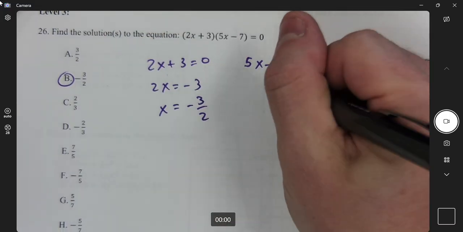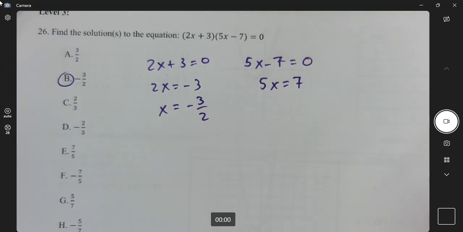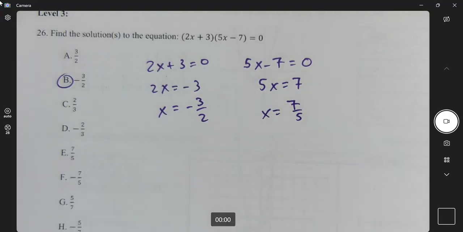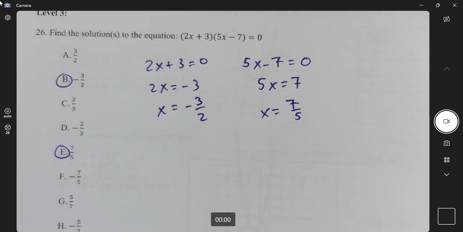Add 7 to both sides, and then divide both sides by 5. There's one of the answers. So clearly this one had 2 correct answers.